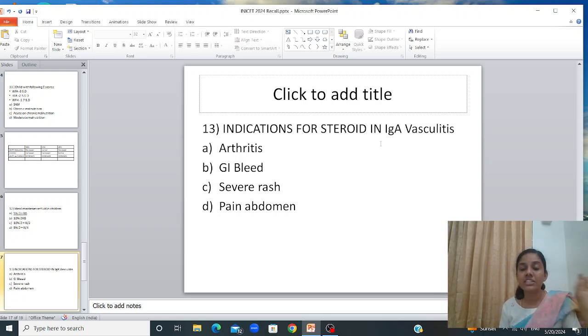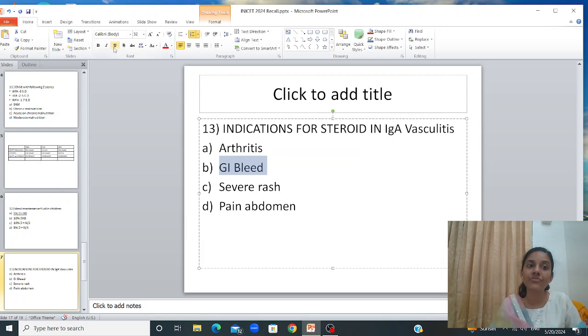The child, when he or she presents with severe abdominal pain, you will give steroid. Or when the child has a GI bleed, you can start on your steroids. So the answer for this question will be GI bleed. If supposing they have given it as severe pain abdomen, that will be the answer. Pain abdomen will be present in a child with HSP. Why? Because the child can have a bowel angina, or because of your vasculitic features.